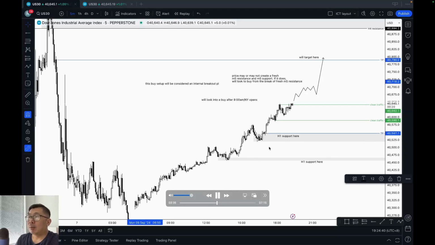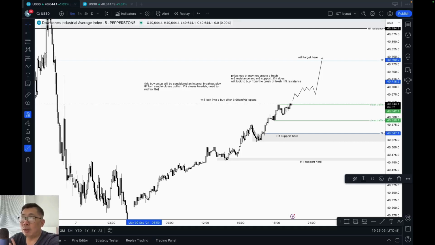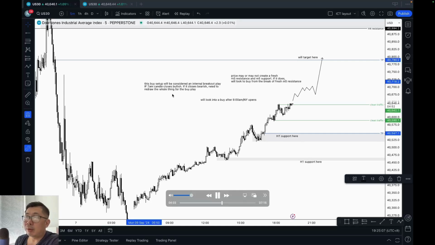Yeah, so this bar setup will be considered an internal breakout play. Right, and I said it's a big if. If the 7 a.m. candle closes bullish, because if it closes bearish, then I cannot take a buy play. That will be considered an external breakout play, and I need a 1 hour candle to actually close above it. If it closes bearish, I need to redraw the whole thing for the buy play. That's what I said. May not be valid. It depends.